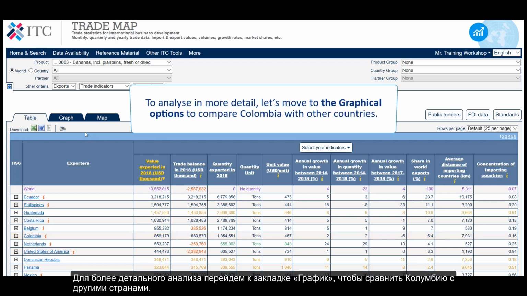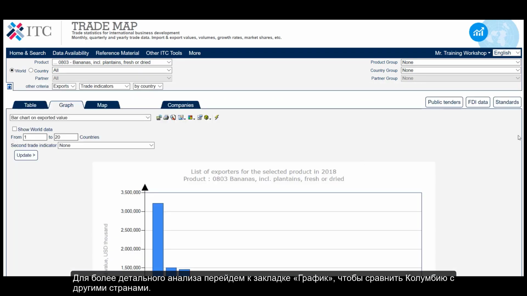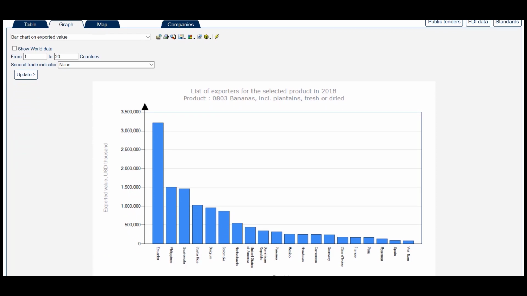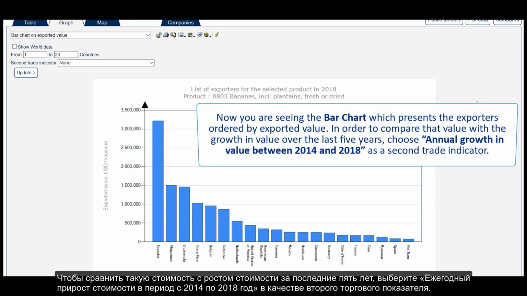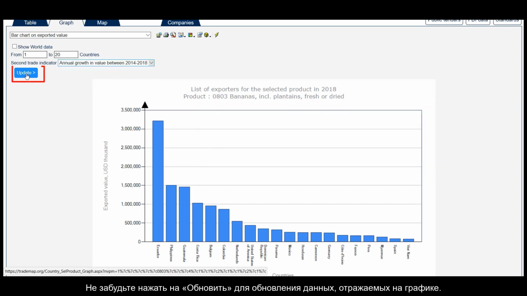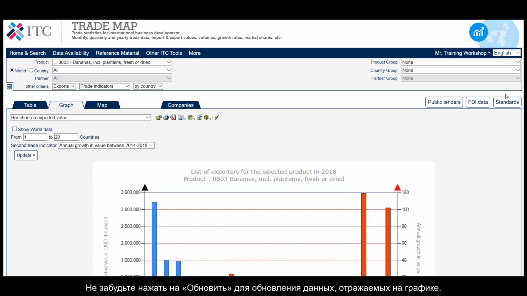To analyze in more detail, let's move to the graphical options to compare Colombia with other countries. Now you are seeing the bar chart which presents the exporters ordered by exported value. In order to compare that value with the growth in value over the last 5 years, choose Annual Growth in Value between 2014 and 2018 as a second trade indicator. Remember to click on Update to refresh the data displayed in the graph.